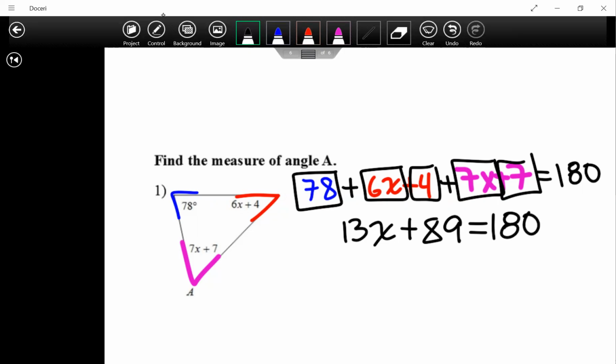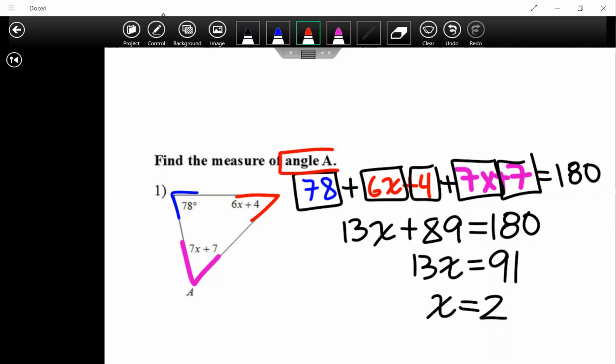89. 13x, subtracting 89 from both sides, we're going to get 91. Divide both sides. X is equal to 7. Now, this is not done. If it asks you to plug it back in, go ahead and plug it in. We're going to plug it into our angle.